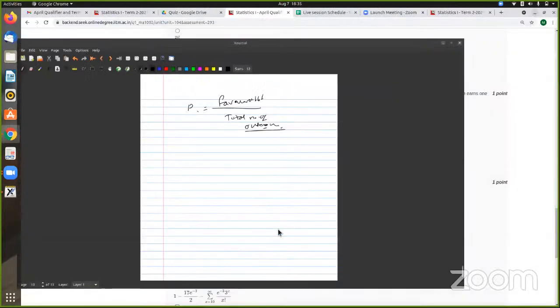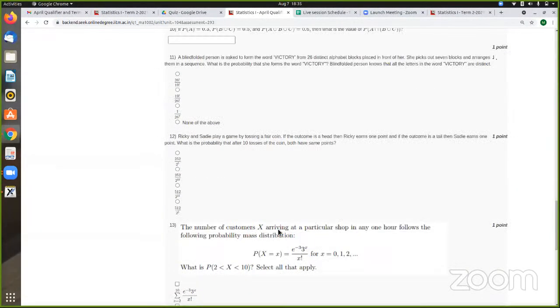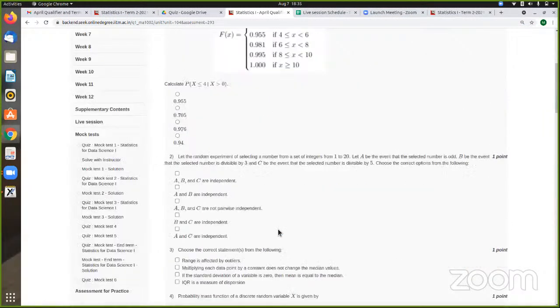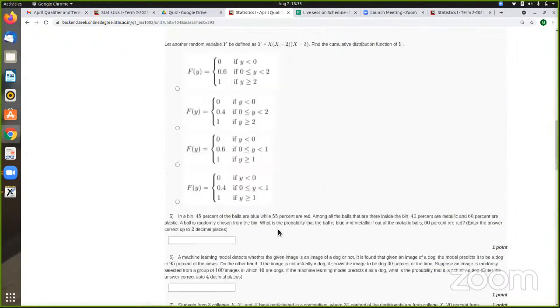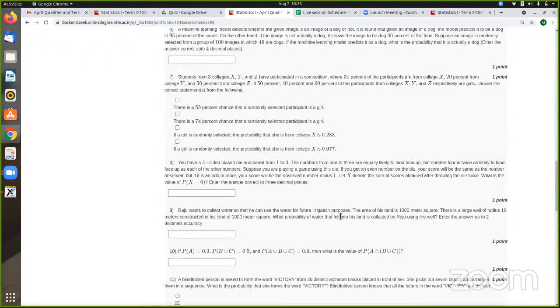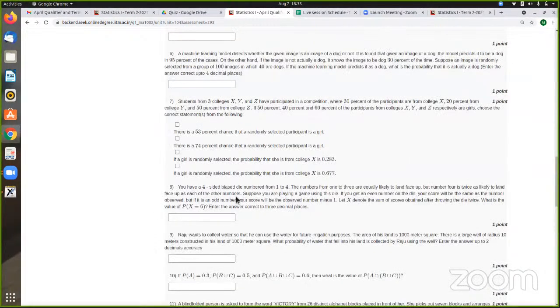Okay, any other question? Question number 8. You have a four-sided biased die numbered from 1 to 4. The numbers from 1 to 3 are equally likely to land face up, but number 4 is twice as likely to land face up as each of the other numbers.